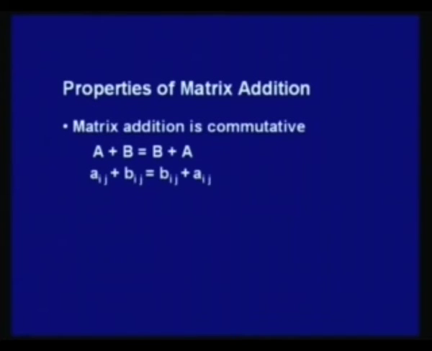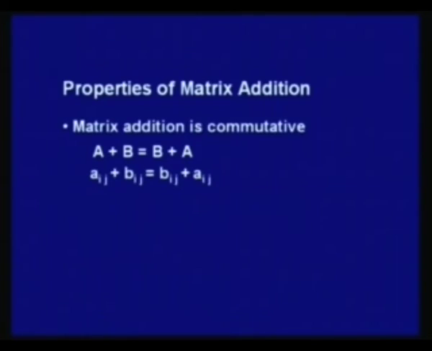Next is the properties of matrix addition. We say that the matrix addition is commutative. That means when B is added to A, we get the same result when A is added to B. That means the order is not important. Whether you add B to A or you add A to B, the result is the same.